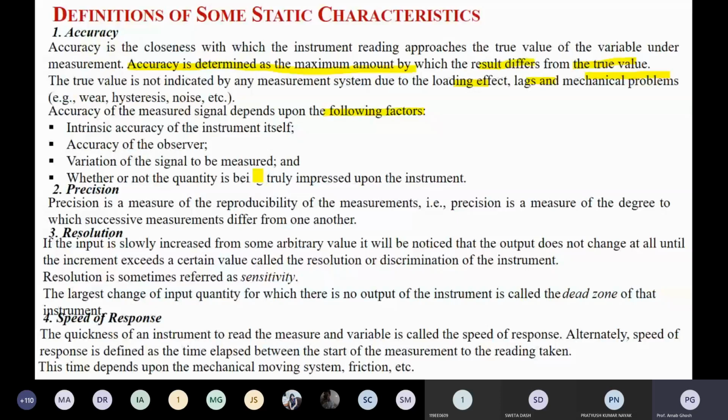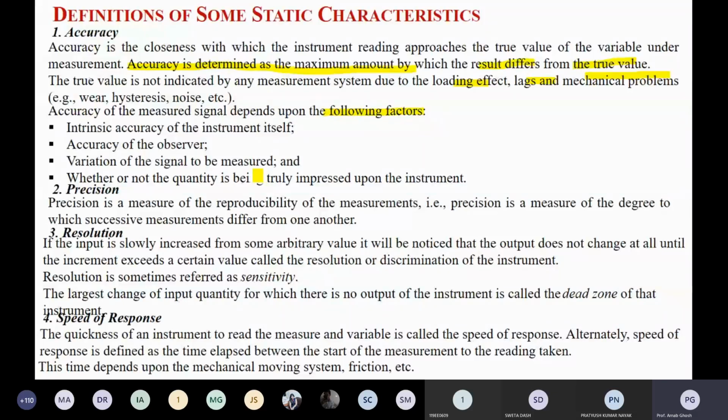Then precision. Precision means you are successively measuring the same thing. If your measuring device's precision is good, then what happens? If you take the result 10 times, it is the same thing. All the time the result should come out at the exact same value if your precision is good.